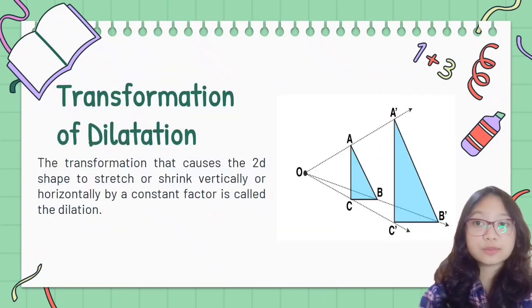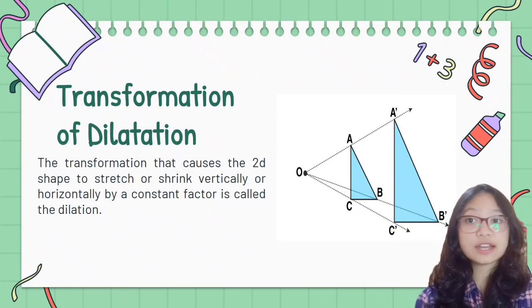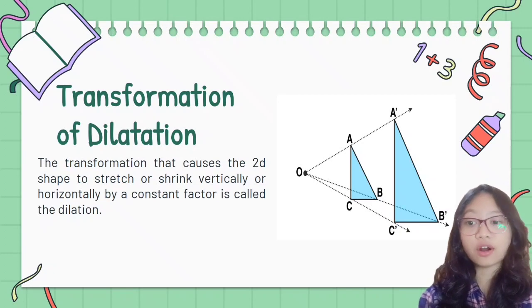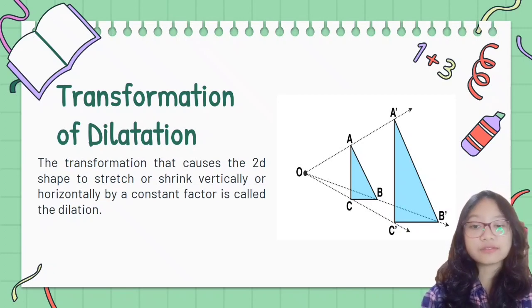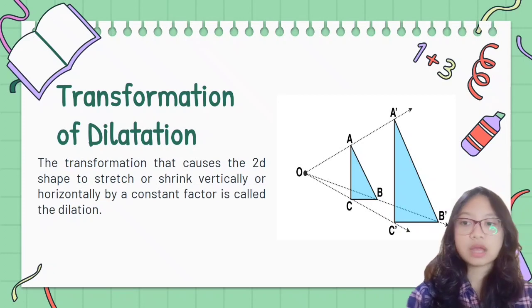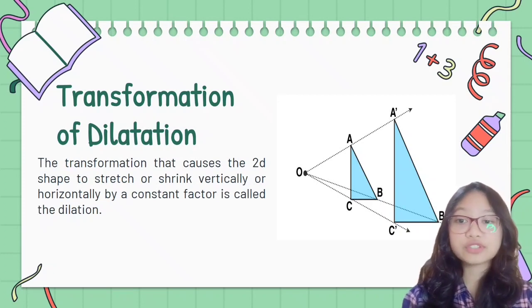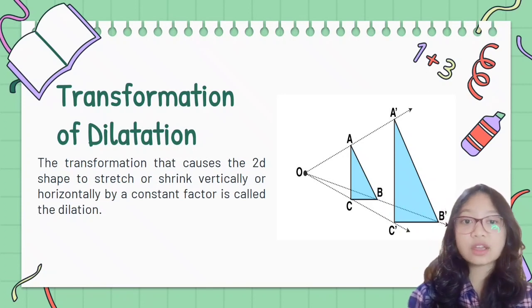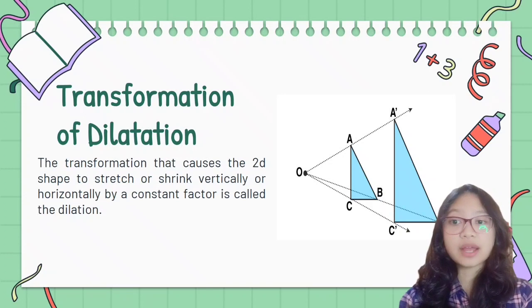Okay, now let's move into dilatation, or in Indonesia it's called dilatasi. The transformation that causes a two-dimensional shape to stretch or shrink vertically or horizontally by a constant factor is called dilatation. Dilatation is the process of changing the size of an object or shape by decreasing or increasing its dimension by some scaling factor. For example, a circle with radius 10 units is reduced to a circle of radius 5 units.